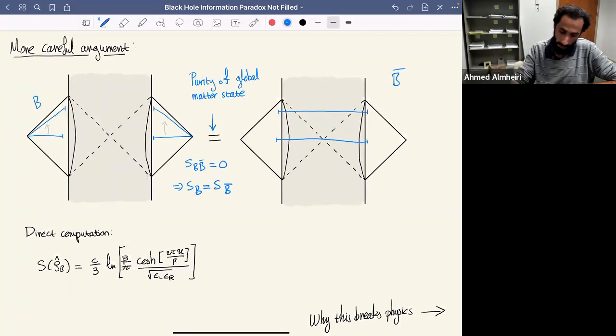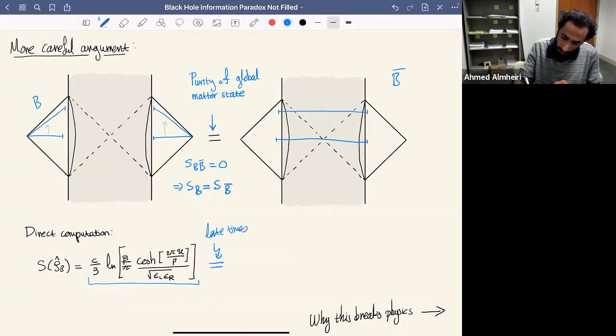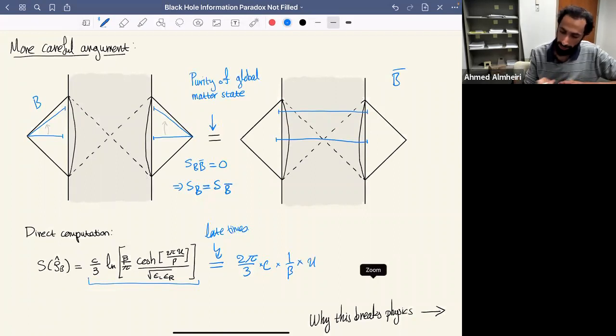Okay, and so now the entropy of B is simply given by the entropy of a single interval, and we just discussed how to compute the entropy of an interval. You can run through that machinery, and you get this answer. We're not going to go through the steps, but if you take this answer and you expand it at late times, when U is very large, the Cauchy becomes an exponential, log of an exponential, well, the log cancels the exponential, and so you get 2 pi over 3 times C times 1 over beta times U, okay, which is great, exactly what we wanted, plus infinity, which I'm going to ignore.